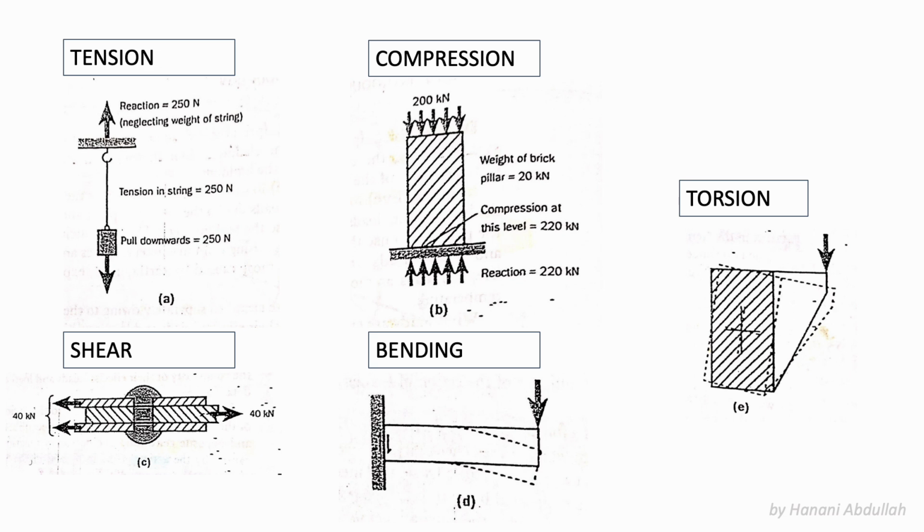So this is similar as previous slide. Ada 5 benda yang akan terjadi bila ada force yang bertindak ke atas sesuatu objek. Yang macam saya dah explain tadi, kita ada tension bila objek itu akan ditarik. And then kita ada compression bila dimampatkan. Kita ada shear bila objek itu akan terputus. And then kita ada bending, bengkok, and the last one is torsion. Objek akan berpusing.